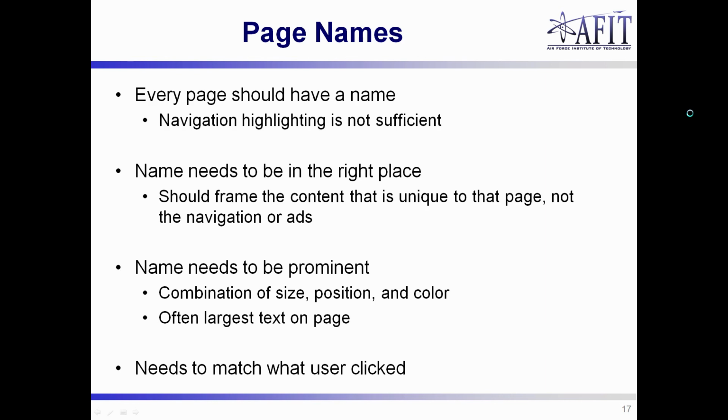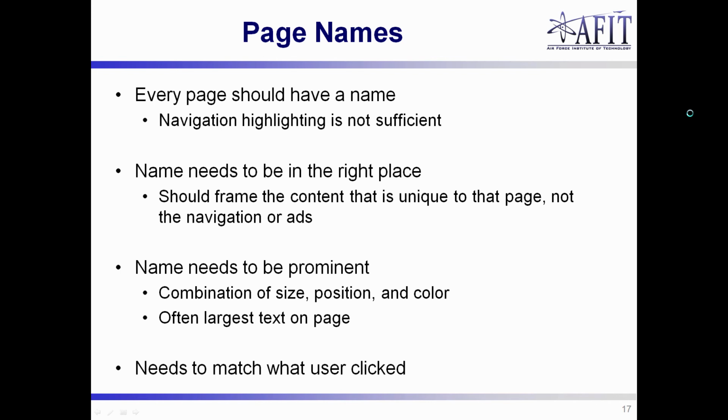All right, so page names. Every page should have a name. It's just navigating where you are in the highlighting is really not sufficient. So you'll often see the primary navigation will change color for whichever area you clicked on. That's great. It should definitely do that. It's good to know where you are, have that sense of place. But every page needs to have a name, and it really needs to be the same name as the item that you clicked on. Right? That lets the user know that they have arrived in the right location.